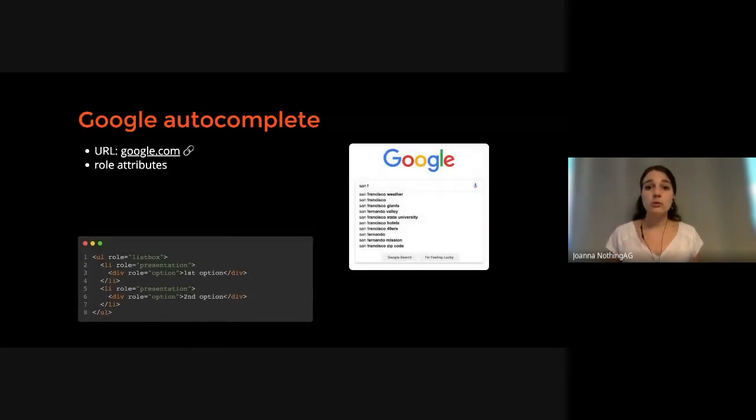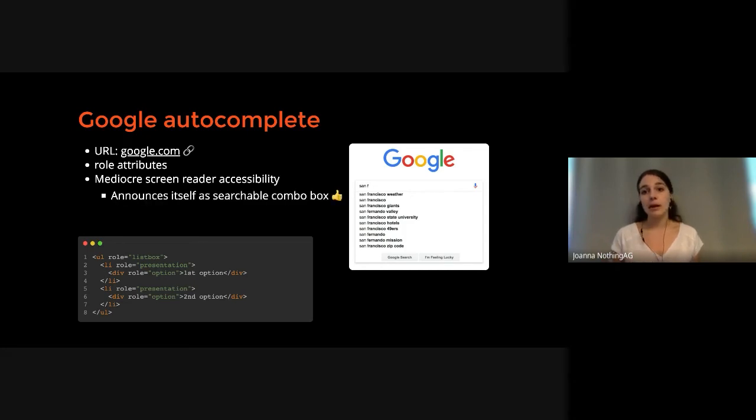So to summarize what we just saw with Joshua, even if they use some roles attributes, the overall result is still quite mediocre in terms of screen reader accessibility. As proved by using a screen reader, even if the autocomplete gets announced as a searchable combo box, it doesn't announce the availability of options, which would be very useful information for screen reader users. But at least it announces the selected option when using the up and down arrow keys.